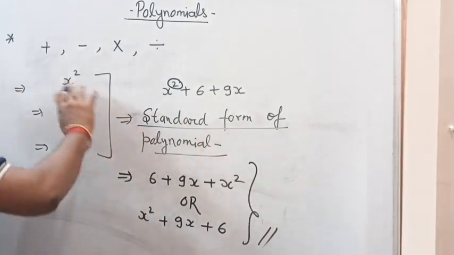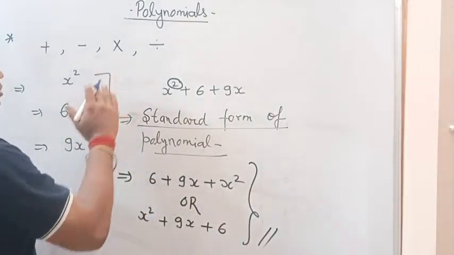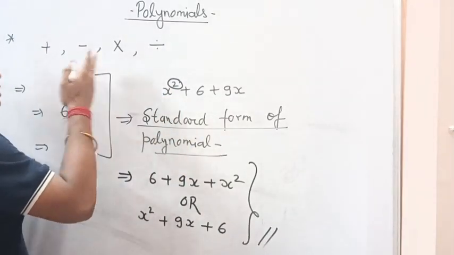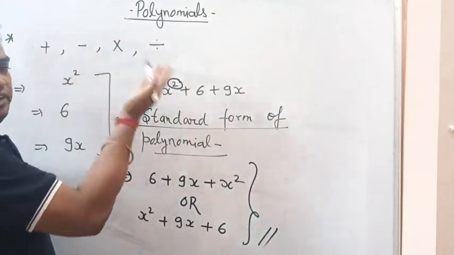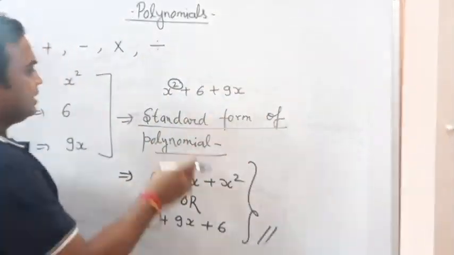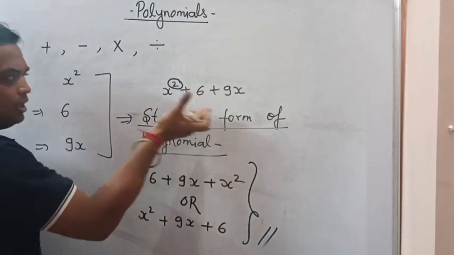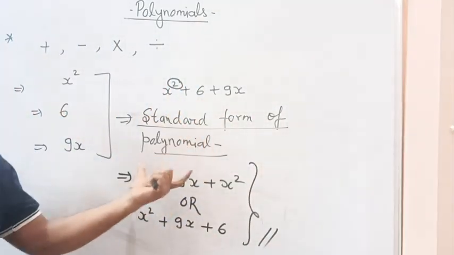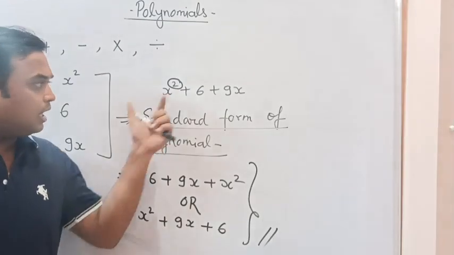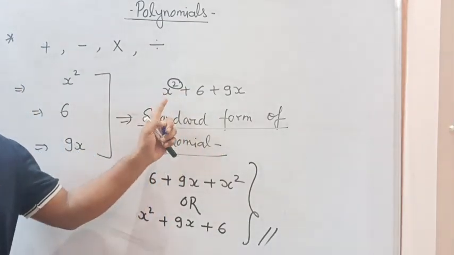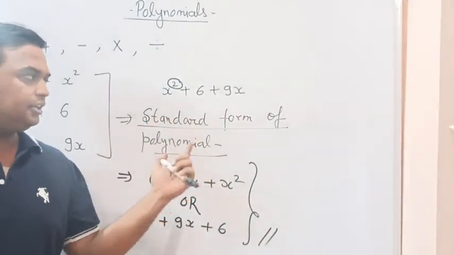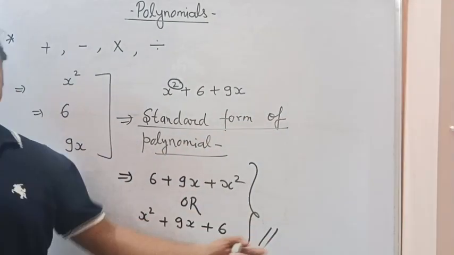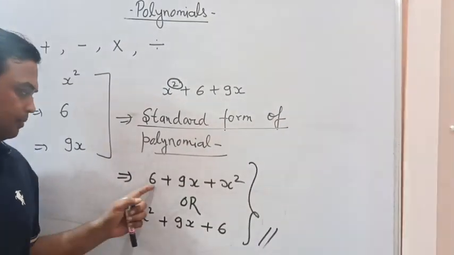Okay. So if a number of terms are connected with the mathematical operators, which are positive, negative, multiplication or division signs, then that type of terms will form a polynomial. Polynomial in standard form means we write the relation either in increasing order of the variable's power, or in decreasing order of the variable's power.